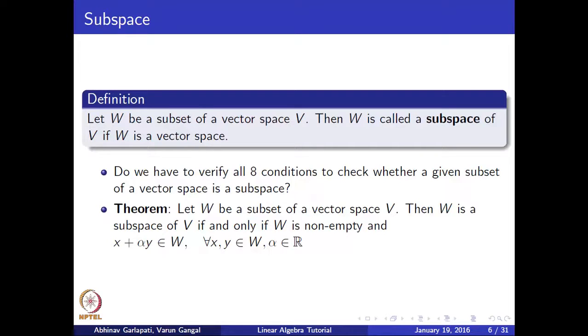Now the question that arises is, do we need to verify all these 8 conditions given that we know that W is already a subset of a vector space? No, it's enough to check just the following 2 conditions. Firstly, that W is non-empty, in other words it has at least a single element. And secondly, that if I pick any 2 elements x and y from this set and any real number alpha, then x plus alpha y should belong to W.